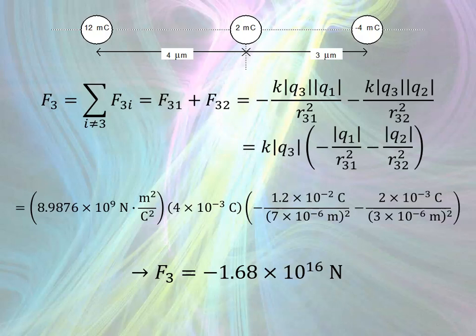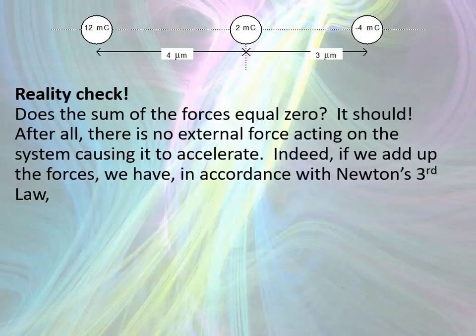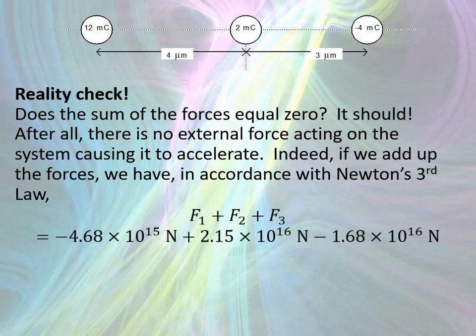Now, ask yourself something. What would happen if we ended up adding up the net forces on each of these three charges? Just add them all up together. F1 net vector plus F2 net vector plus F3 net vector. Well, the result turns out to be 0. And hopefully that doesn't surprise you a whole lot, because that is in exact accordance with Newton's third law.